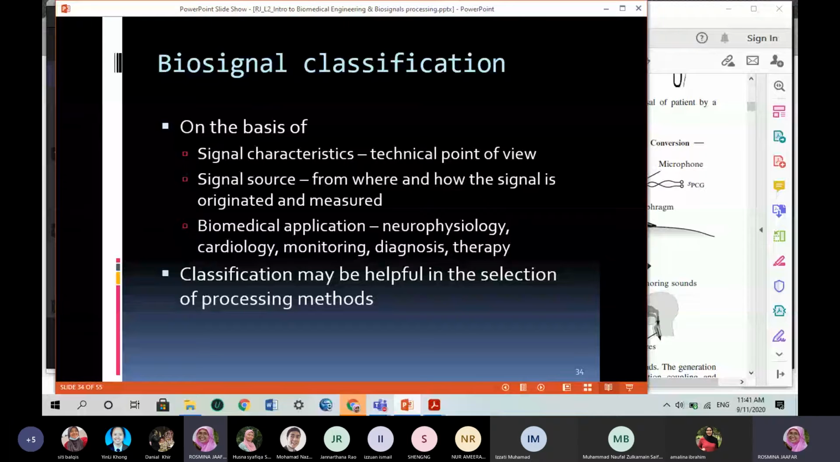Okay, and also if it is for monitoring, you need to decide how long the monitoring should be. And if it is for diagnosis, what do you want to diagnose, specific problems related to what. All of these you need to consider before you can classify the signals. Classification may be helpful in the selection of the processing methods as well.